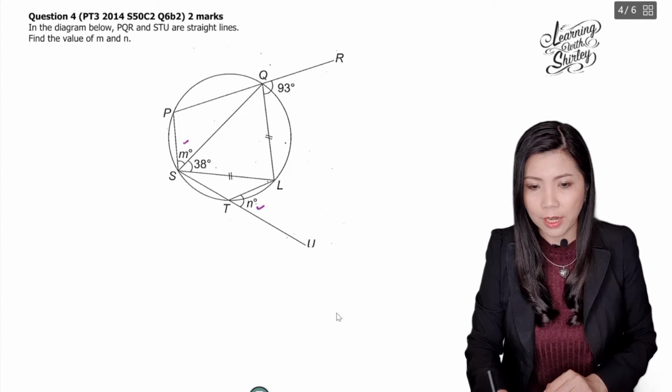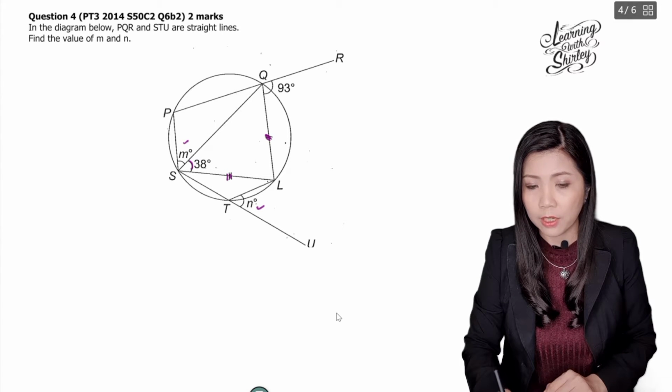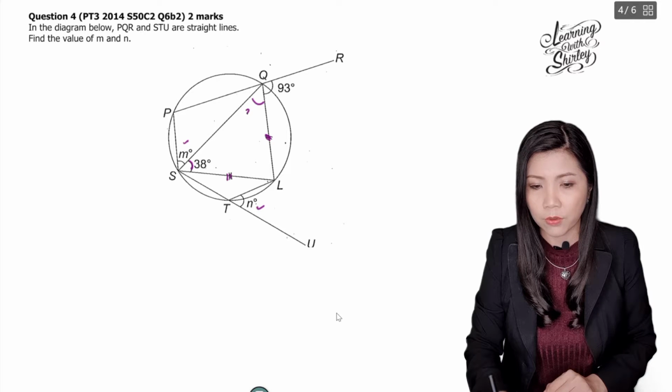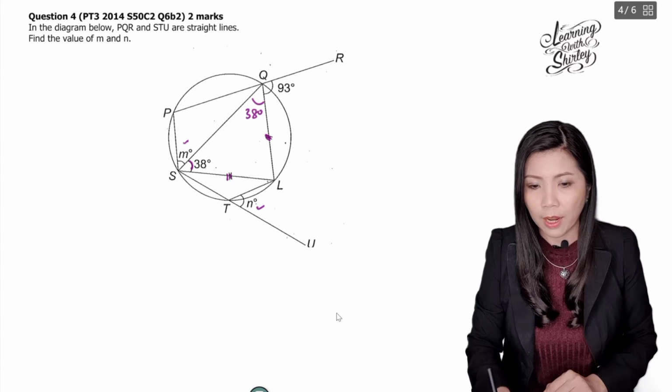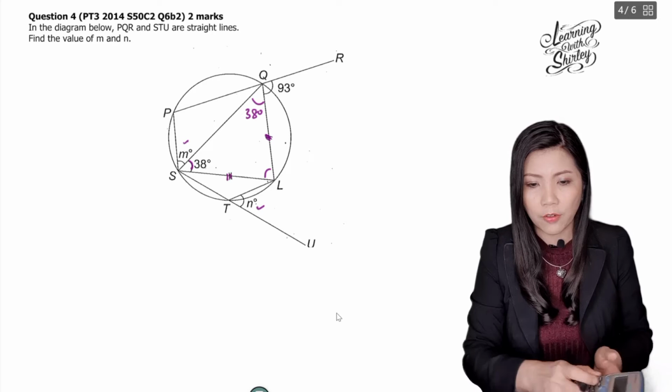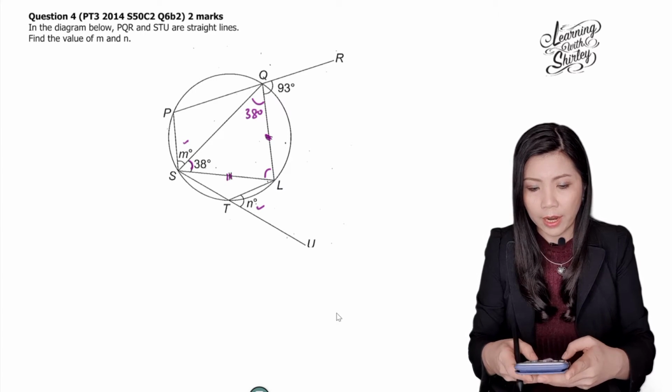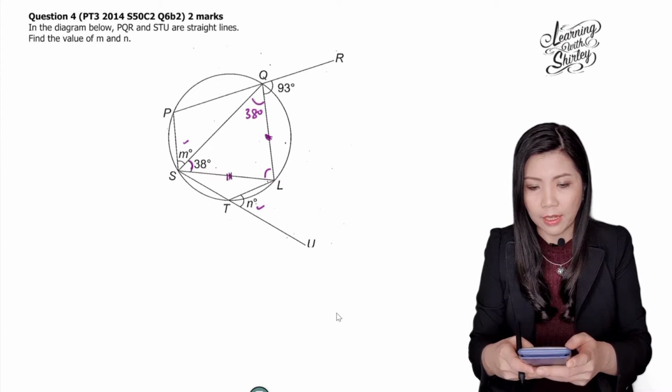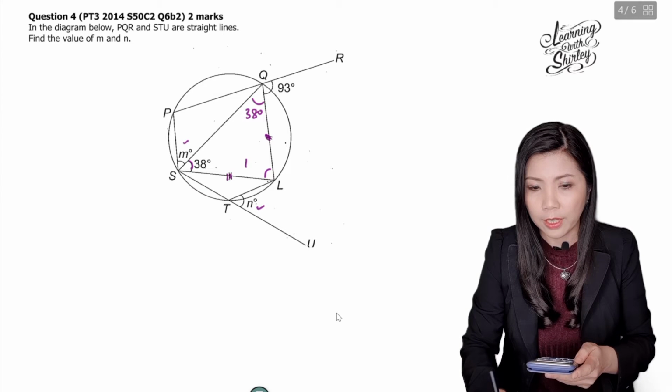Firstly, you see there's an isosceles triangle here, this and this. So therefore, if this is 38 degrees, here is also 38 degrees. And then we can find what this is. I'm going to use 180 because it's a triangle. 180 minus 38 minus 38, so we'll get 104 over here.